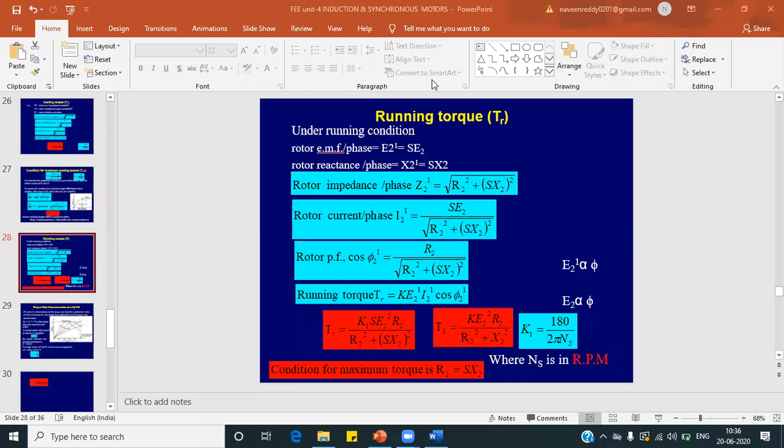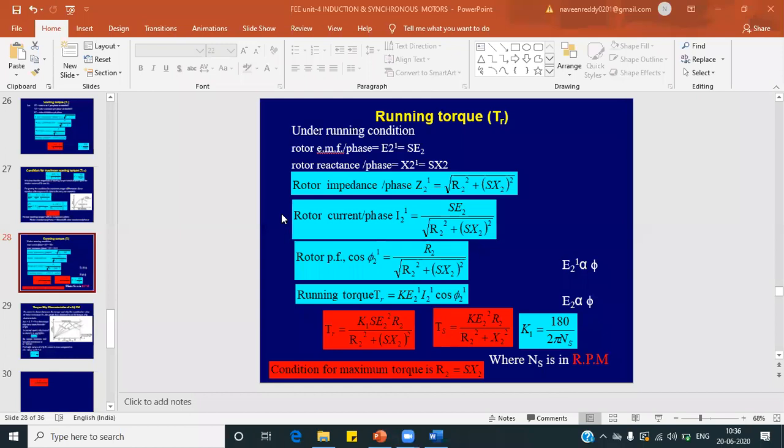Yes, the slip formula is ns minus nr by ns. The slip value is ns minus nr by ns only. Only for the explanation purpose, I used ns minus nr, which is the relative speed or slip speed. The EMF and rotor frequency are dependent on slip speed. So the slip formula is as usual ns minus nr by ns only.